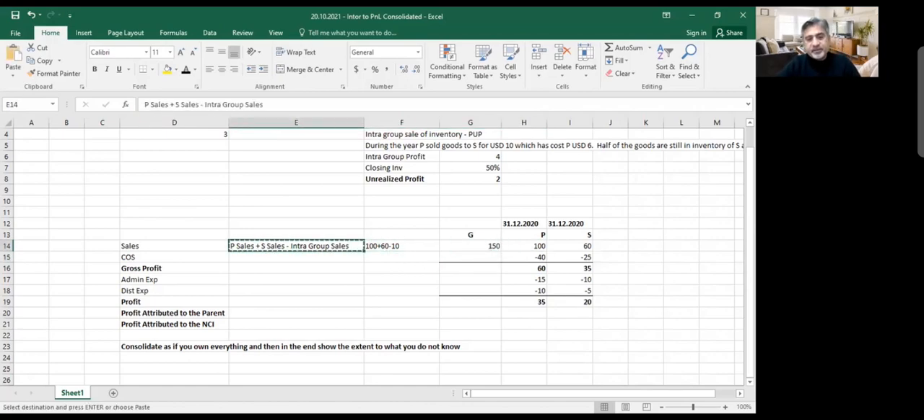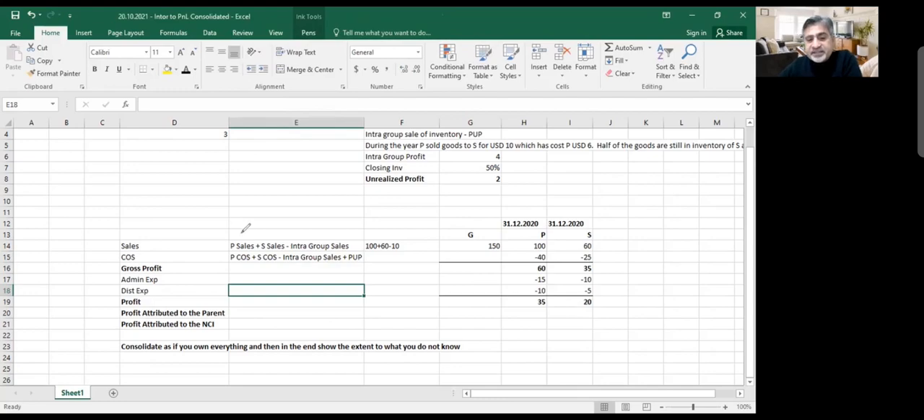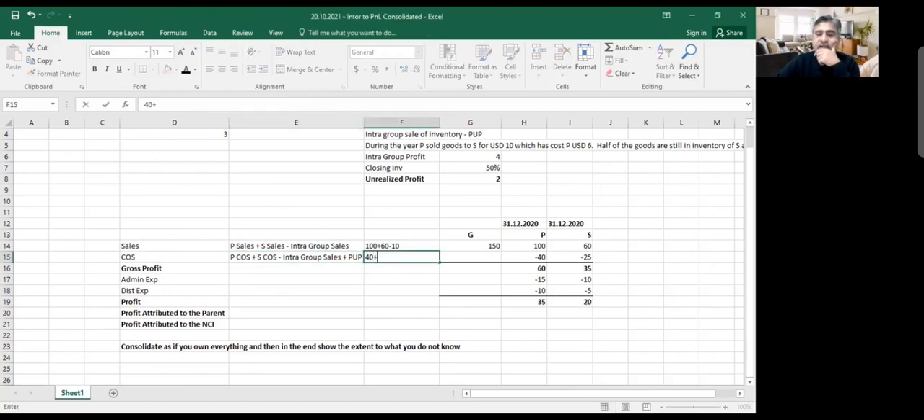Then you come to cost of sales. The cost of sales concept will be the same. I would say P cost of sales plus S cost of sales minus intra-group sales plus PUP. Now, please do not make a mistake. Sometimes students think that if this is P sales plus S sales minus intra-group sales, then I should say P cost of sales plus S cost of sales minus intra-group cost of sales. No, not intra-group cost of sales. Intra-group sales, just like you did above. So here there is one slight exception: for intra-group sales, you will use the same numbers. So I would say 40 plus 25, which is P cost of sales plus S cost of sales, minus 10. The 10 will remain the same on the top and here, plus the unrealized profit, which is $2.